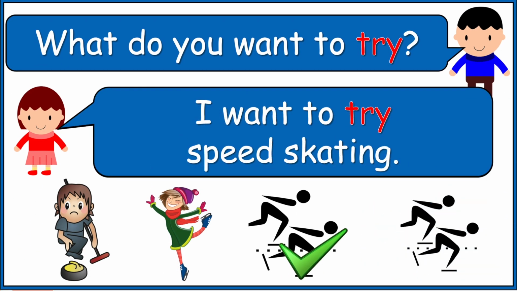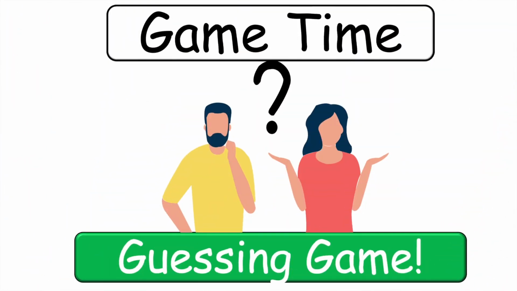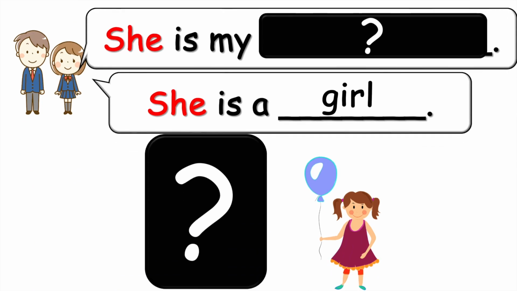Let's show another example. This one's from the My Family lesson. This one's a little bit different. Take a look. In this lesson, they were learning different family members, and also girl, boy, man, and woman. So here, they need to do the same thing. They need to guess. So she is my... Now it could be older sister or younger sister, because in this lesson, that's what they learned. They learned mother, father, older sister, older brother, younger brother, grandma, grandpa.